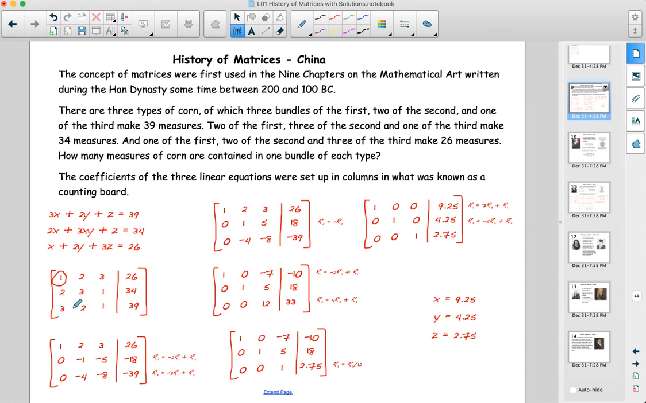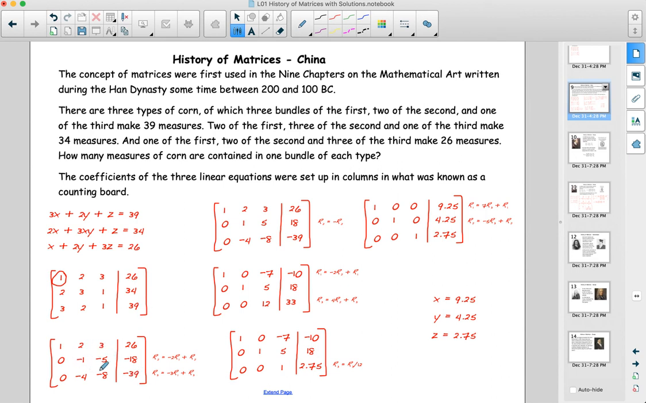Now I'm going to do the same thing over here. So I will replace row 3 by multiplying row 1 by -3 and then adding it to row 3. So -3 times 1 plus 3 gives me 0. -3 times 2 plus 2 gives me -4. -3 times 3 plus 1 gives me -8. -3 times 26 plus 39 gives me -39.